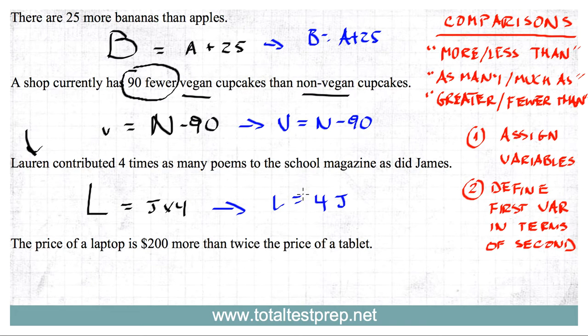And it turns out that the first quantity mentioned is the one that's by itself, because we're defining the first quantity mentioned, in this case Lauren or vegan cupcakes or bananas, in terms of the other one.